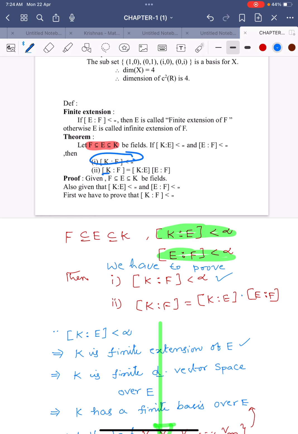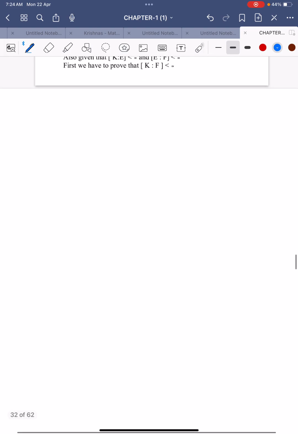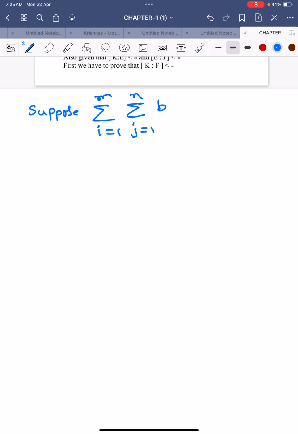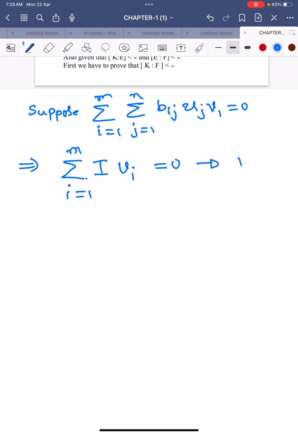Now we are going to prove that the dimension of K over F is equal to the dimension of K over E into the dimension of E over F. To prove this, suppose summation over i equals 1 to m, summation over j equals 1 to n, bij into uj vi is equal to 0, which implies it can be written as summation over i equals 1 to m of capital I_i into vi is equal to 0. Let it be equation number 1, where capital I_i is equal to summation over j equals 1 to n of bij into uj.